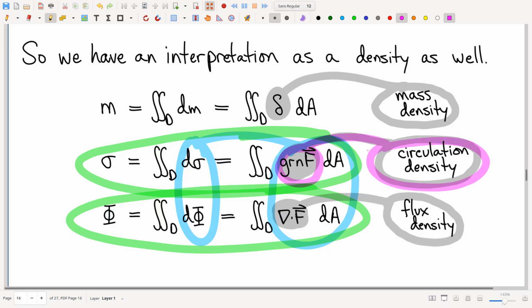So in the same way that this mass per unit size is mass density, well, this is just circulation per unit size. So it's circulation density. And this is just flux per unit size. So it's flux density. By the way, this is a very common term right here. And in my past life as a physics major, I heard this phrase, flux density, significantly more than I heard the term divergence.